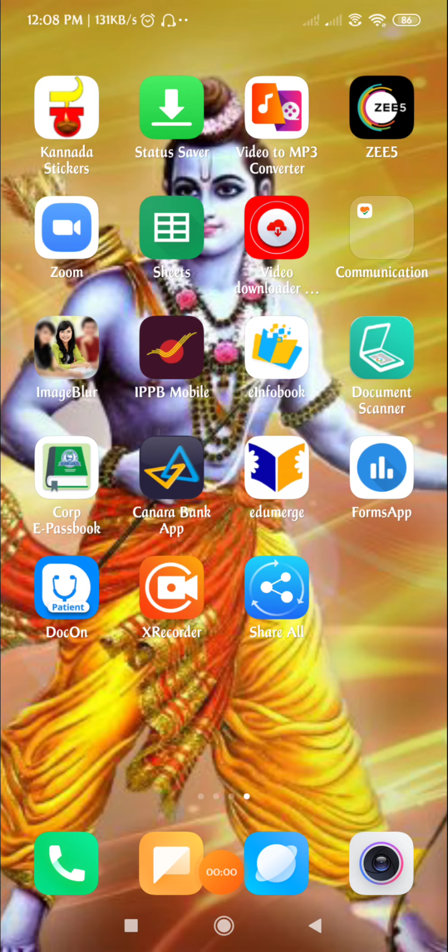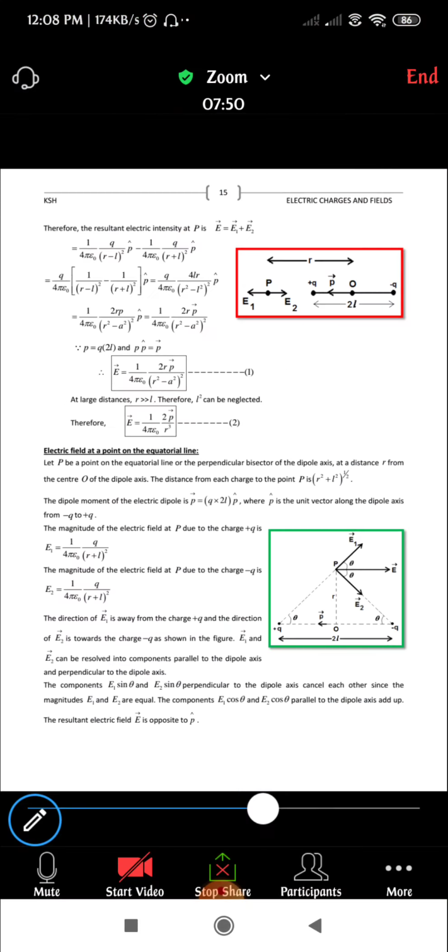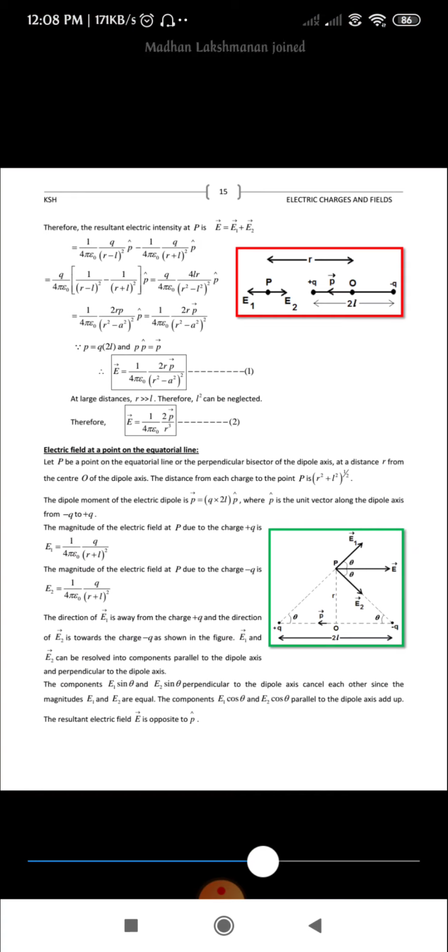To the dipole length. The perpendicular line drawn to the dipole is what we call the equatorial line. So P is a point situated on the equatorial line, and we need to find the electric field due to both the positive and negative charges.